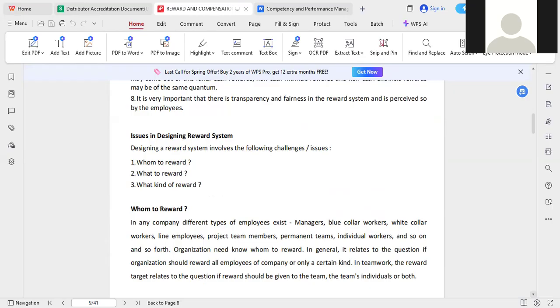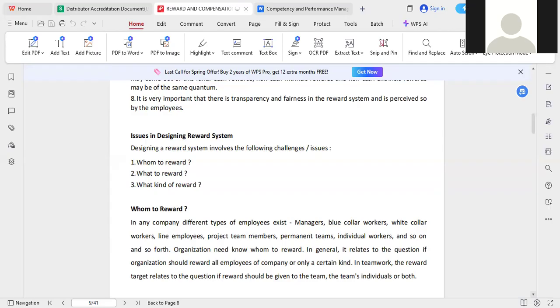From there we looked at issues to consider when designing a reward system. Who are you rewarding is one thing to consider. What kind of reward? What to reward? Who do you want to reward? Your staff or employees, who do you want to reward?